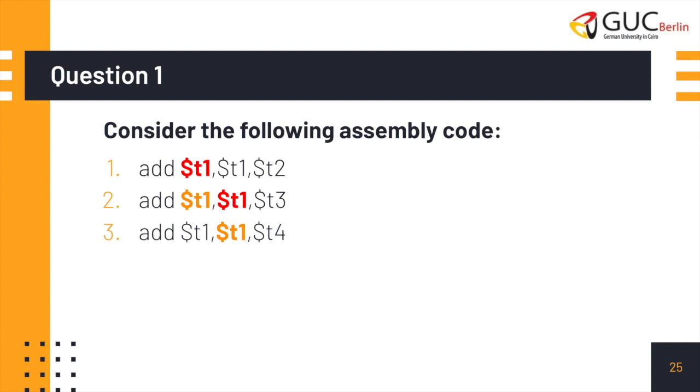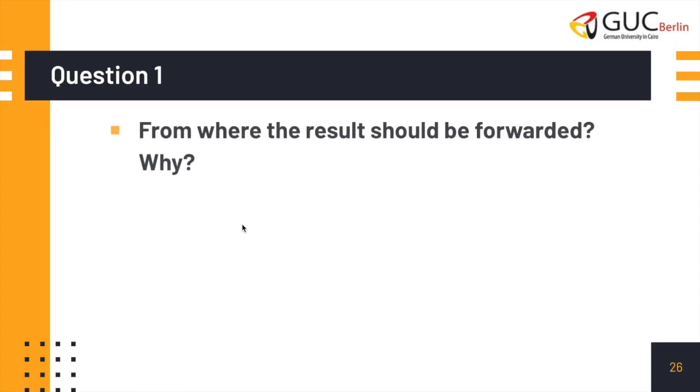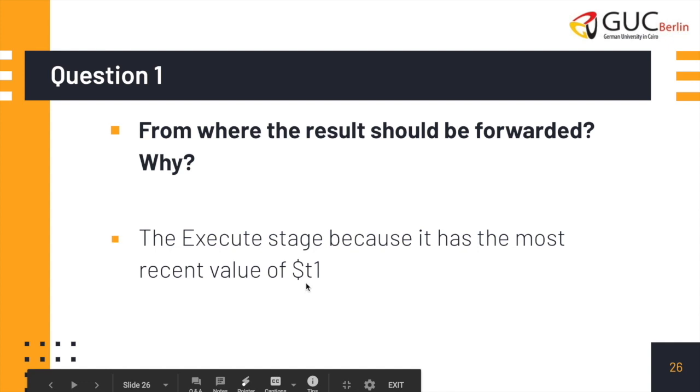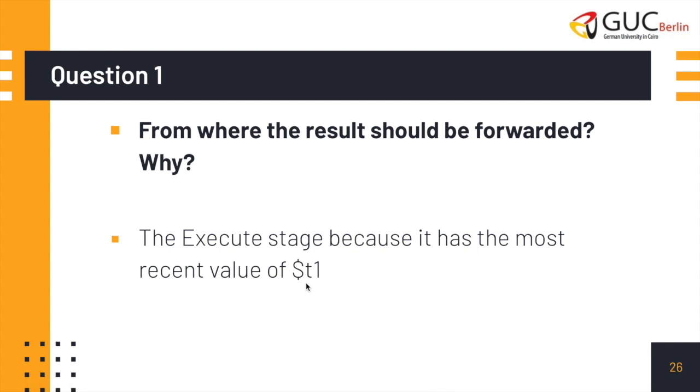Logically speaking, we should forward the value of instruction 2 because it is the newest value, the most updated value. So it makes sense to take the value of instruction 2 and forward it to instruction 3. So from where should the result be forwarded and why? As I told you, the execute stage, because it has the most recent value of T1. So I should forward the value from the ex/mem register, not from the mem/writeback register.